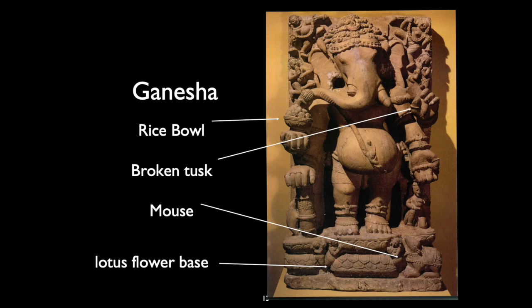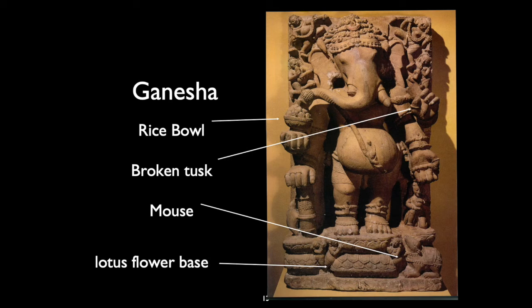He broke off his tusk because when he was asked to help a poet, Vyasa, write down the Mahabharata, he quickly assented to assist in this monumental task by breaking off his own tusk to use as a writing instrument. Also, in the lower right, we see a mouse, and that is Ganesh's vahana. Like many deities, he has this lotus flower base.